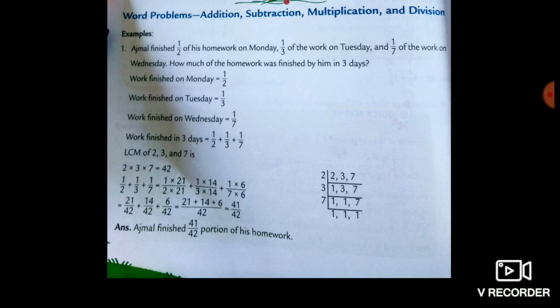So write your final answer in a sentence. Ajmal finished 41 upon 42 portion of his homework in 3 days. So this is the total homework which was finished by him in 3 days.